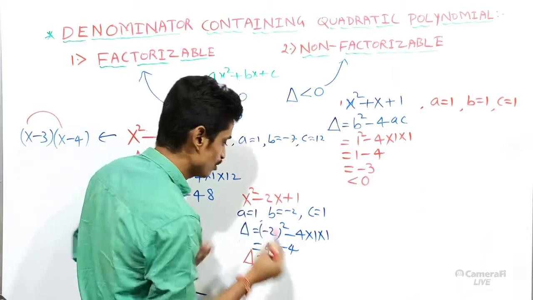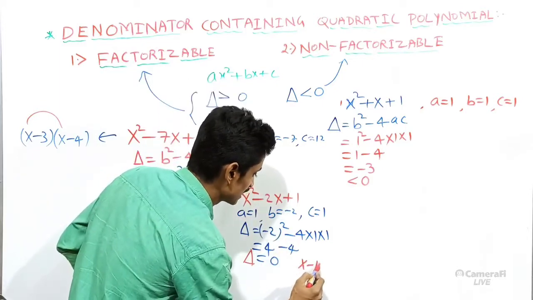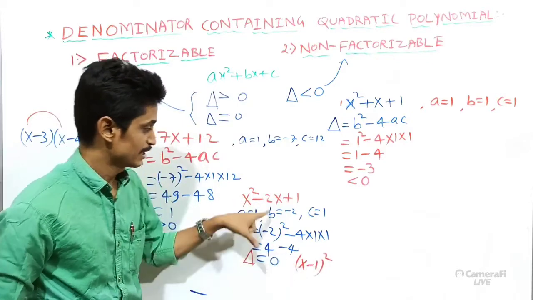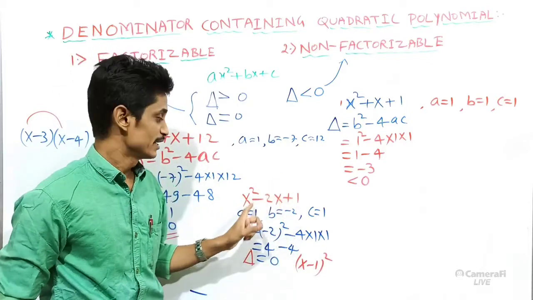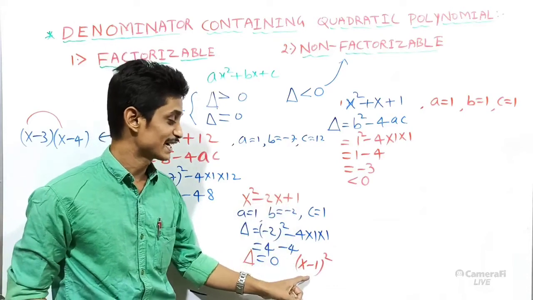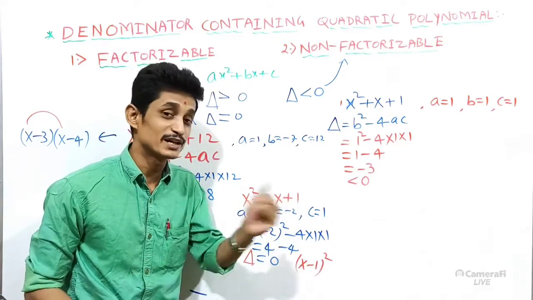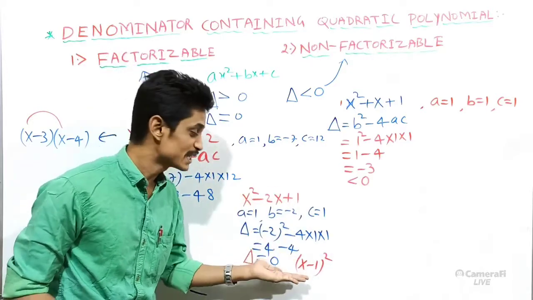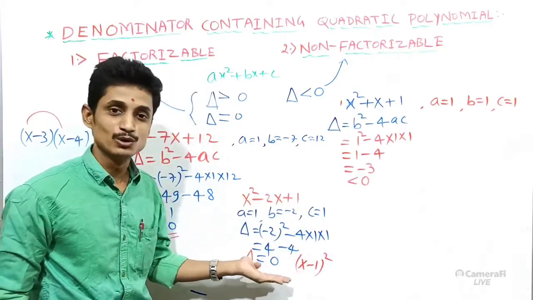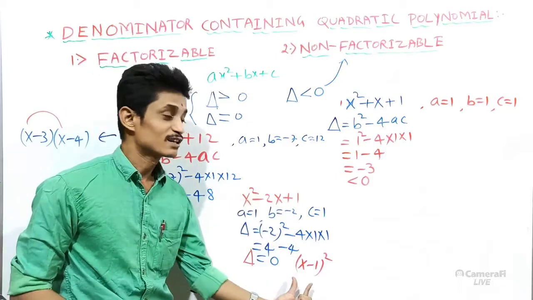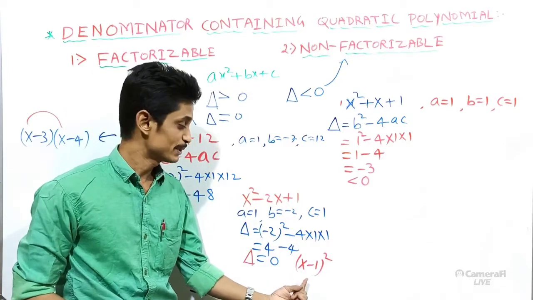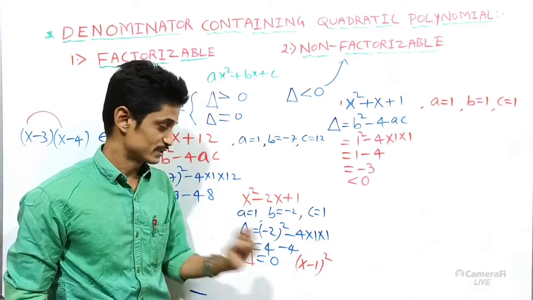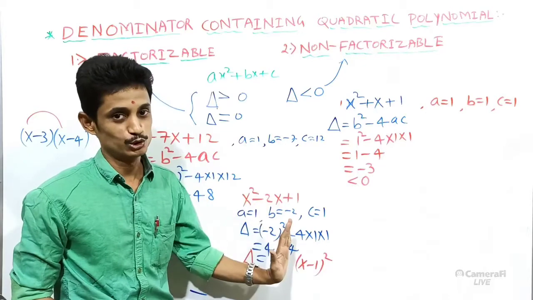What type does it have? Easily we can express it as x minus 1 whole square: x square minus 2x plus 1. We arrange it like x minus 1 into x minus 1. It means x minus 1 whole square. When the discriminant is 0, we obtain repeated linear factors, because x minus 1 is repeated 2 times, it becomes x minus 1 whole square.